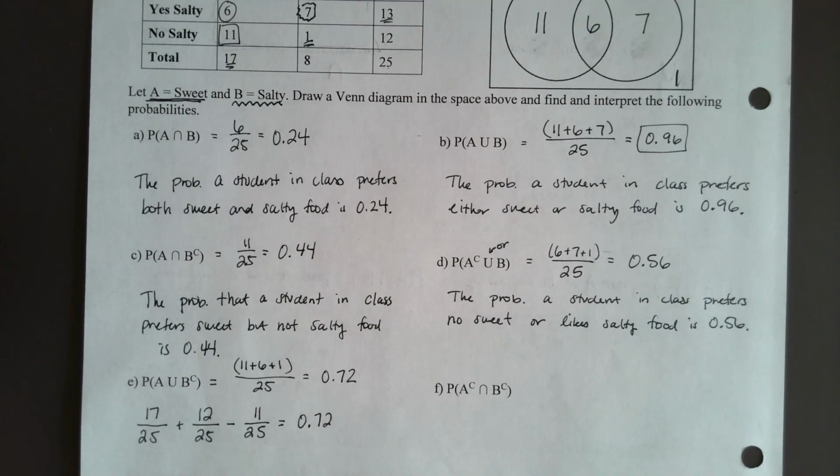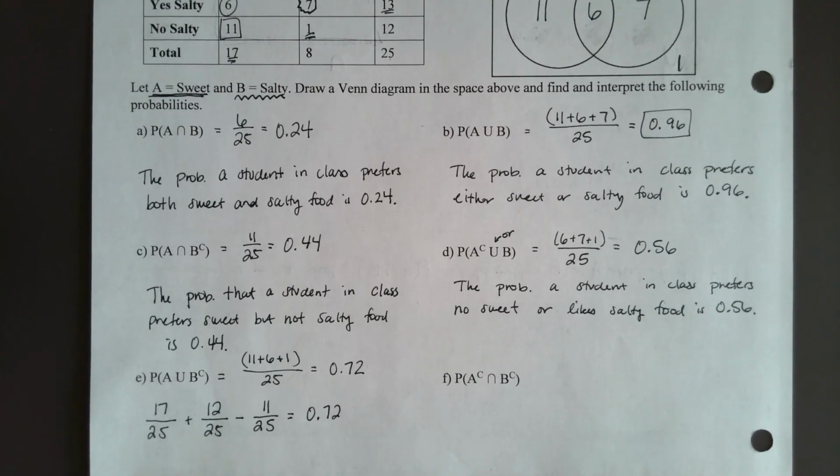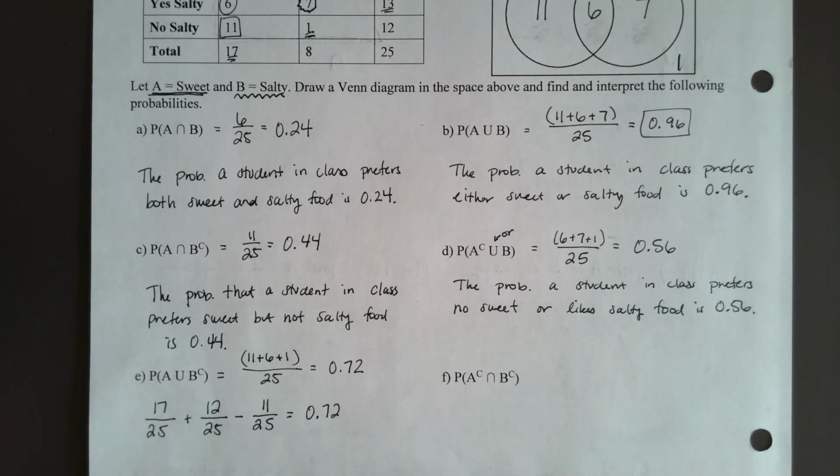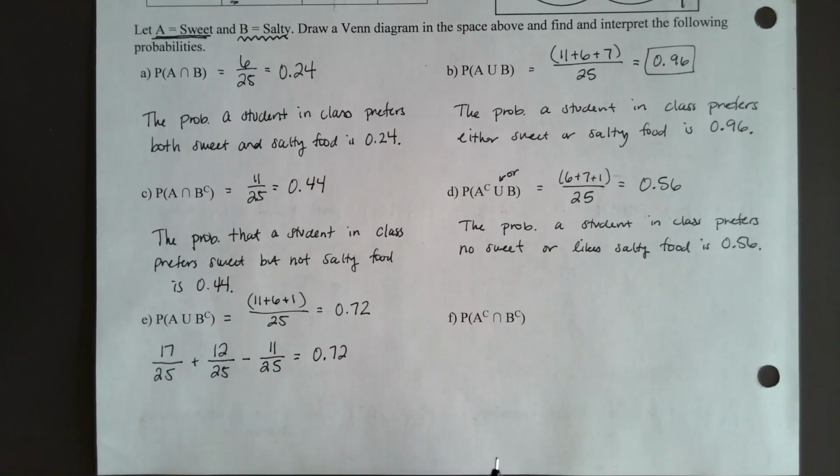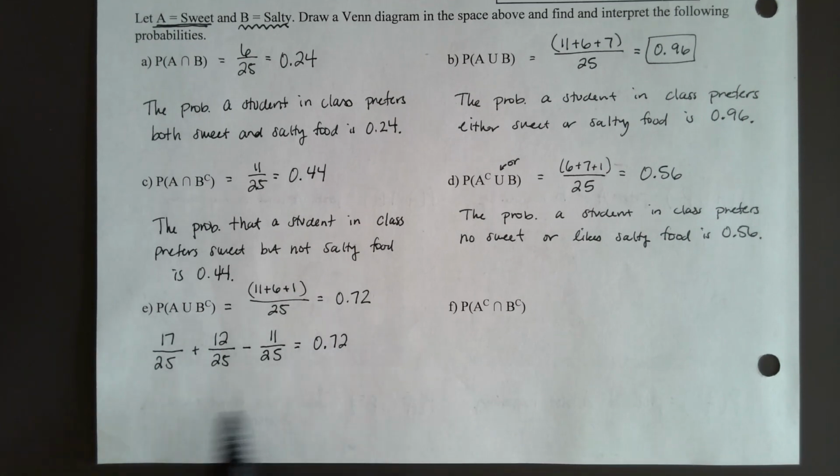So either way, it doesn't matter how you look at it or what you want to do, you're going to get the same answer. So looking at the interpretation of this, you would want the probability of a student in class that prefers sweet food but not salty food is 0.72. So make sure you have that written down. That's how we're going to know that you took notes. So once again, we have the probability that a student in class prefers sweet food but not salty.